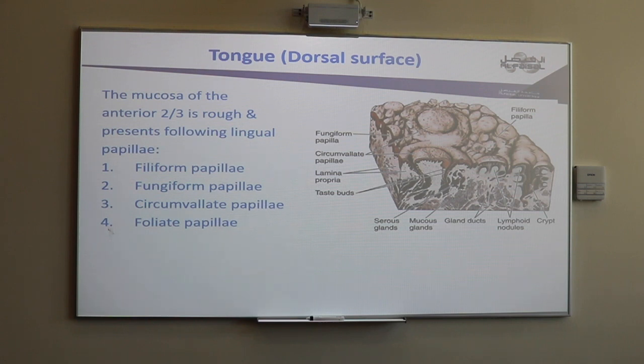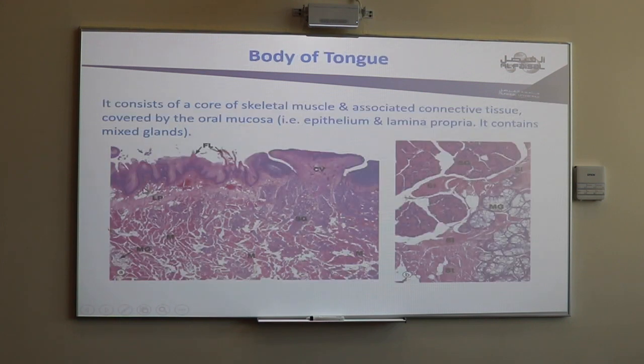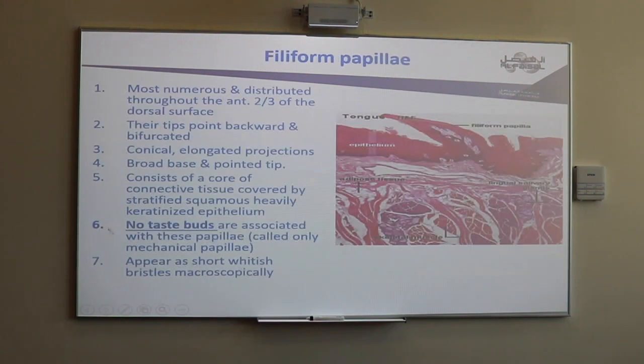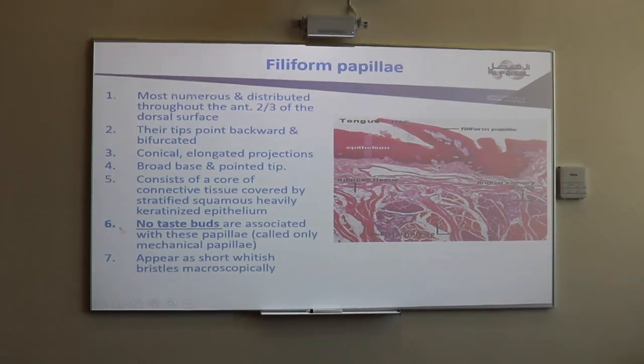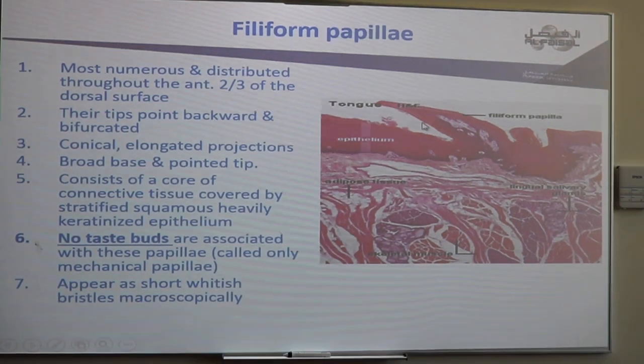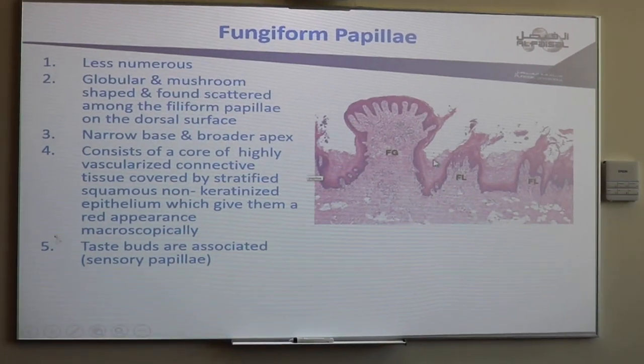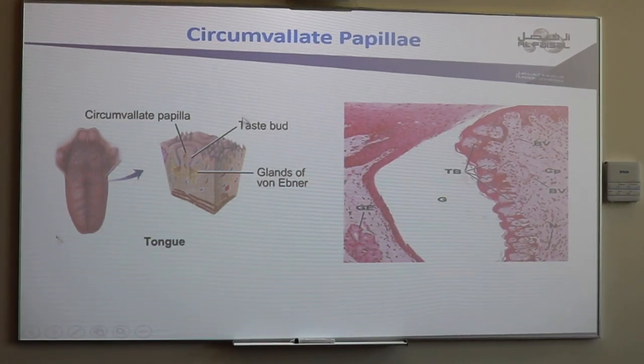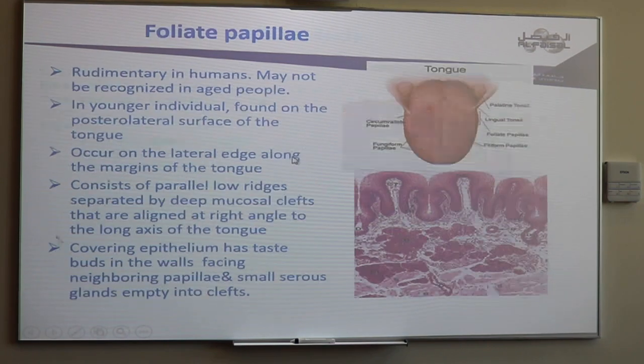I'll show you just for your understanding. Look at this, number 1. Filiform. Look at this. Fungiform. Circumvallate. And this is what? Foliate, present over here around the posterior lateral.